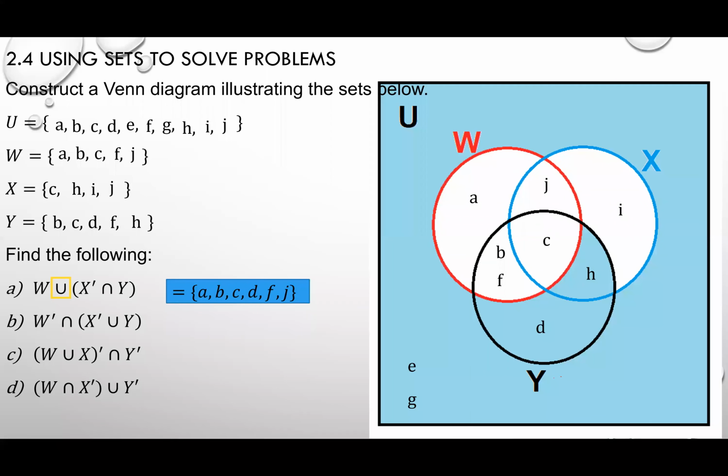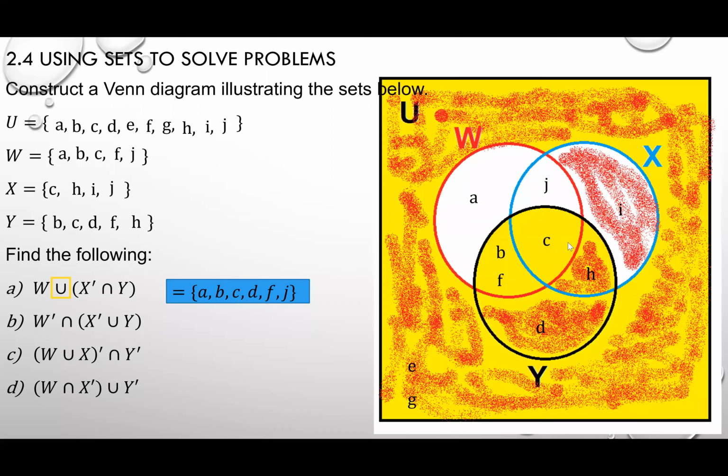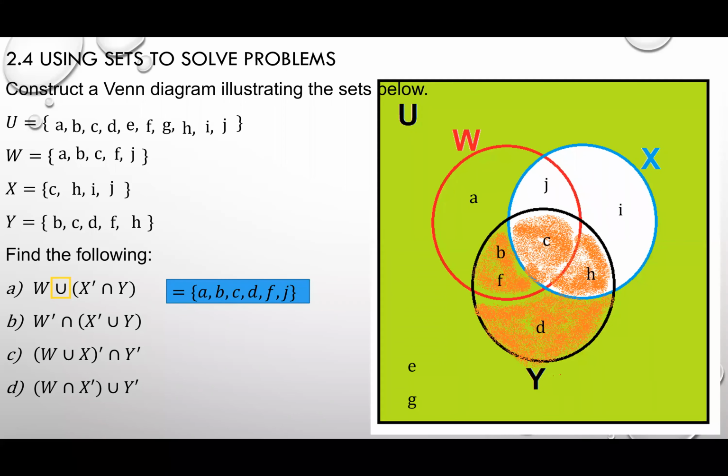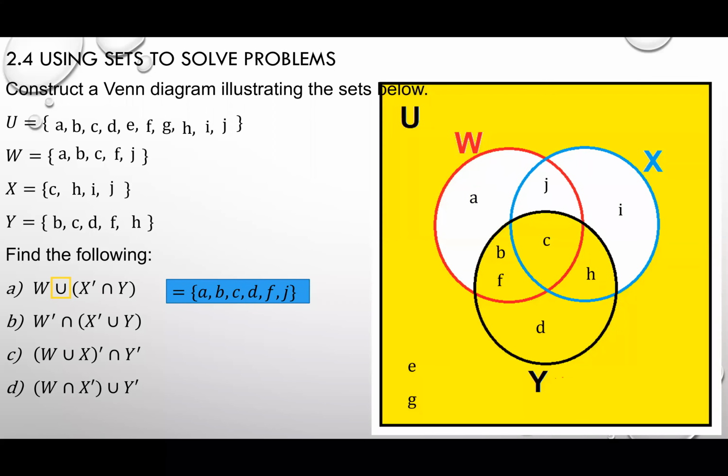So the letters that we have for Y are B, F, C, H, and D, right? B, F, C, H, and D. Okay. Now, what's not in W, we would take the B, F, and C out and just leave the D. I mean, we'll take the B, F, C, and the H out. Not BF, because BF is in W.